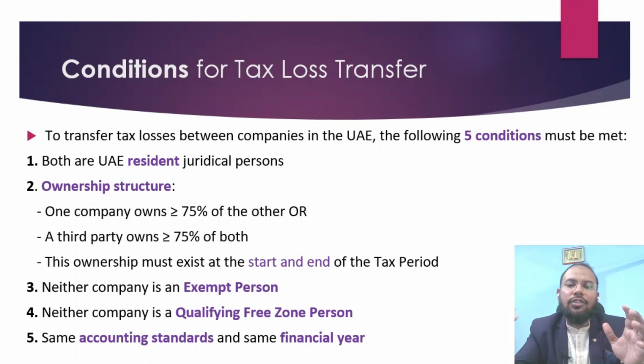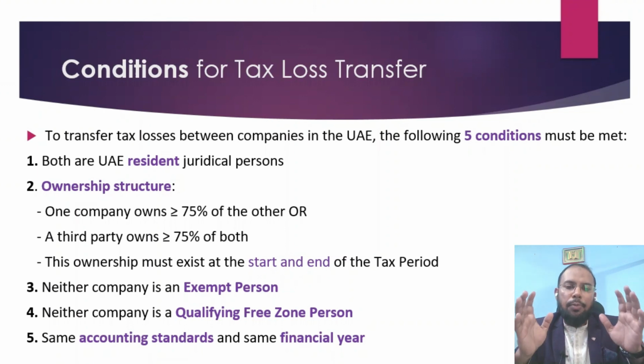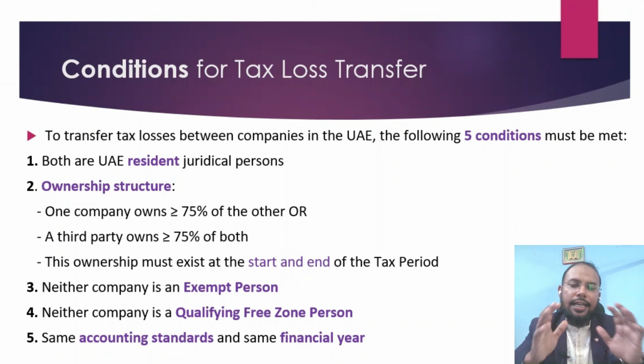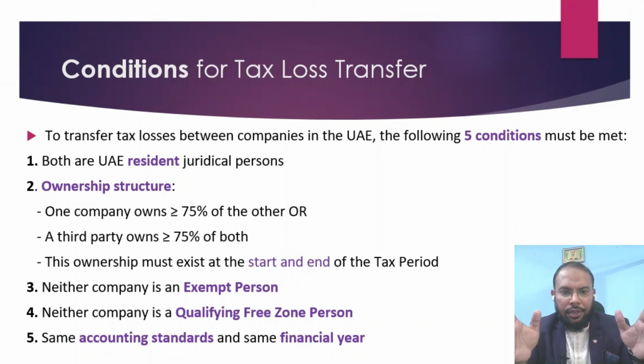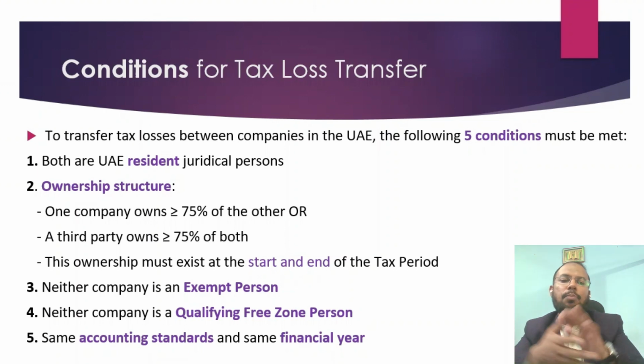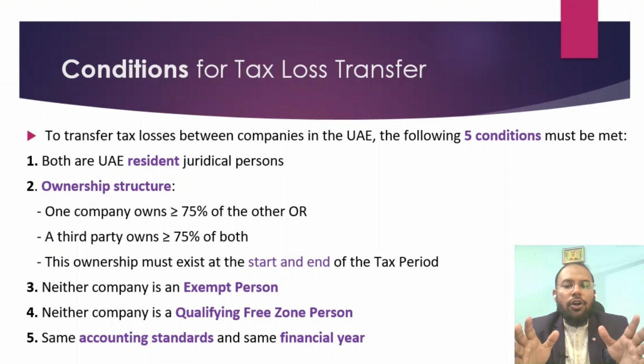Further, here we will understand the conditions for tax loss transfer. If you want to transfer your tax losses and reduce your tax liability, you must follow these 5 conditions. First of all, you need to consider whether both entities are UAE resident or not. Both companies should be UAE resident juridical persons, meaning legal persons. Second, you need to see the ownership structure. One company owns equal to or more than 75% of another entity. And if a third party is involved, the third party owns equal to or more than 75% of both. That is very important for your understanding.